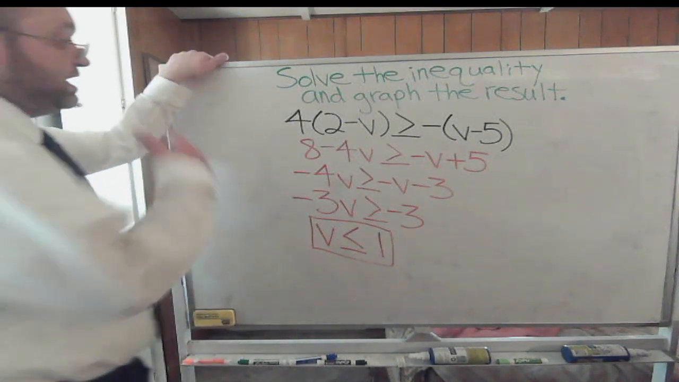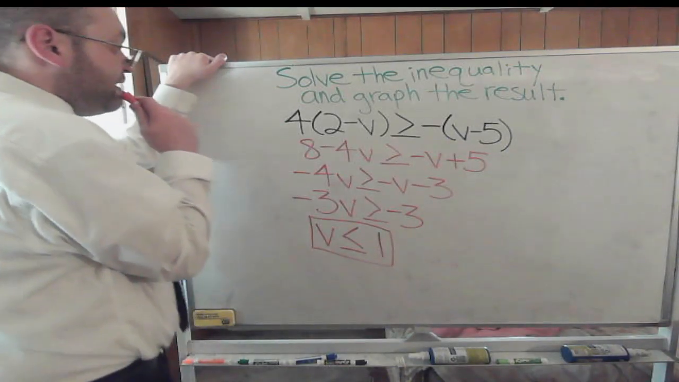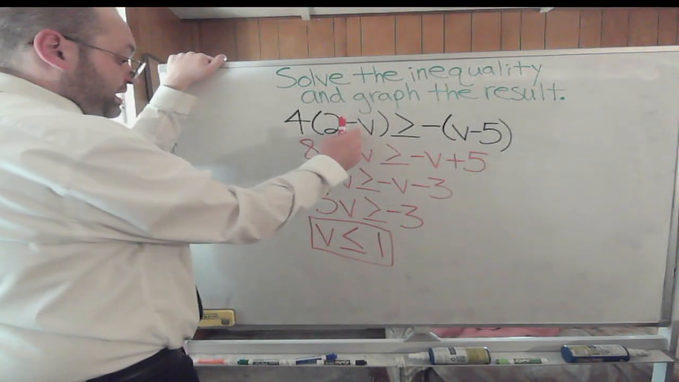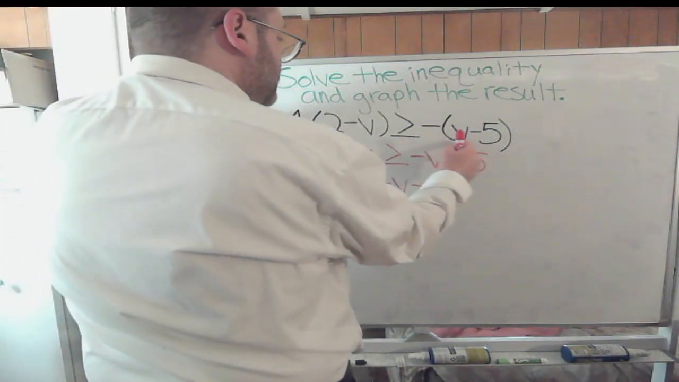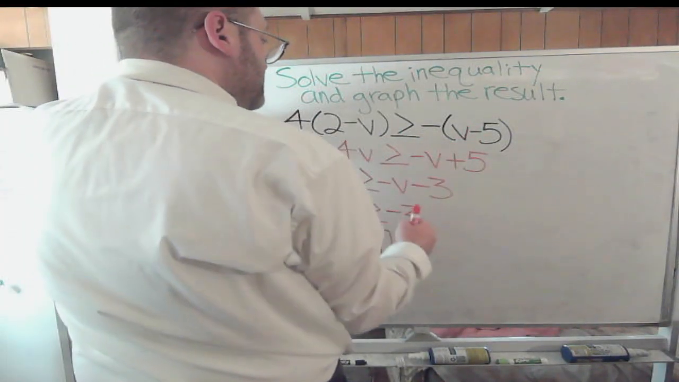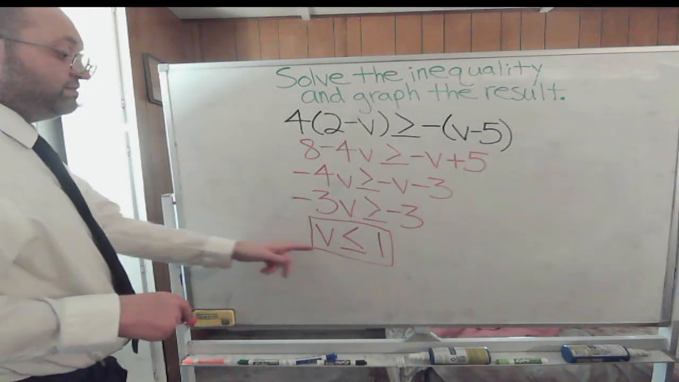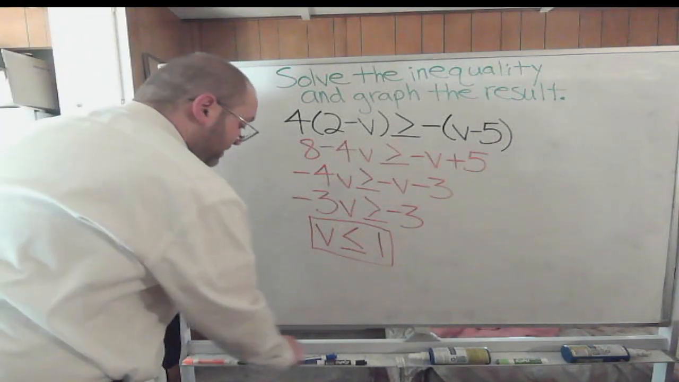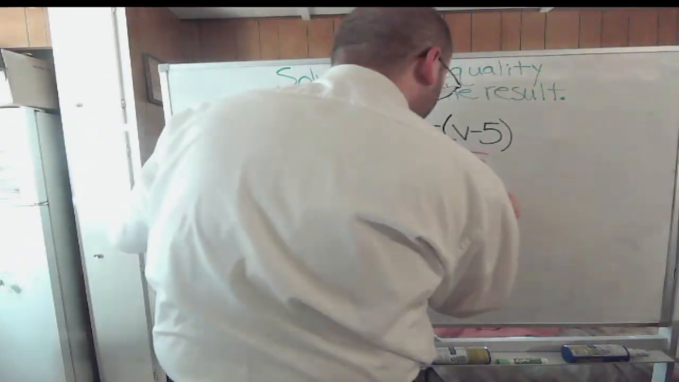So let's see, 4 times 2 minus 1, that's going to be 1, that'd be 4. You got 1 minus 5, it's negative 4. Yeah, 4. Okay, so that would actually check out. v is less than or equal to 1. I was just kind of checking my work for a minute. If you're ever unsure, feel free to check your work.